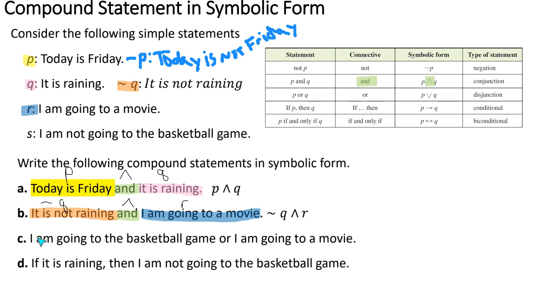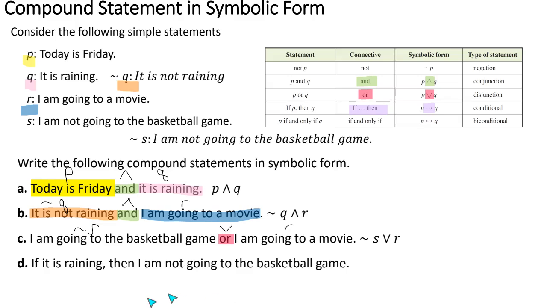Letter C, I'm going to the basketball game or I'm going to a movie. You want to identify your simple statements, and you want to identify your connective. In this case, or is my connective. For or, we have the disjunction, and the symbol for that is the arrow pointing down. Here I highlighted my disjunction, my symbol, my connective. So I'm going to the basketball game. If I look at my statements, yes, I am not going to the basketball game.